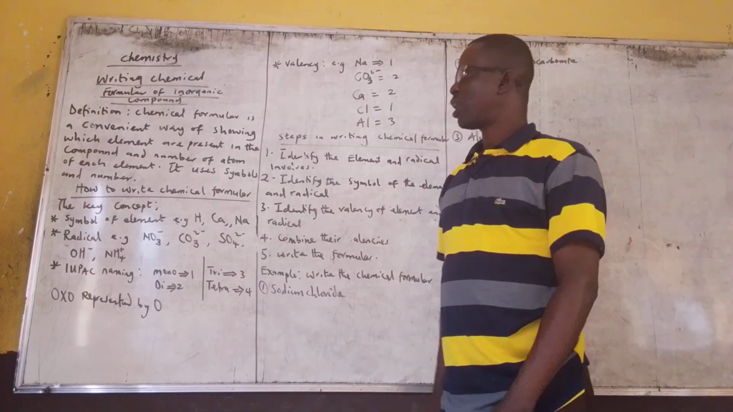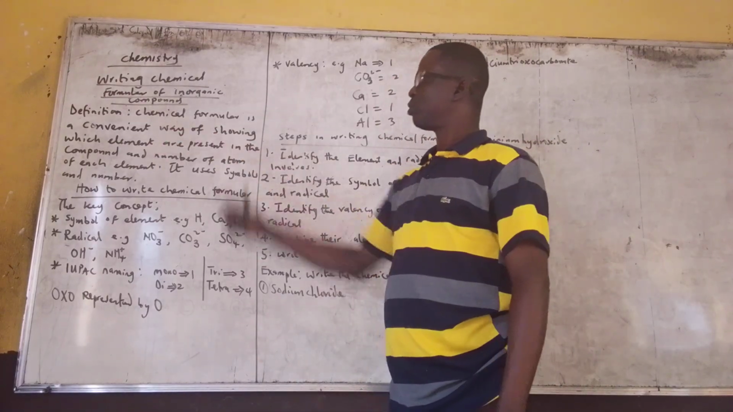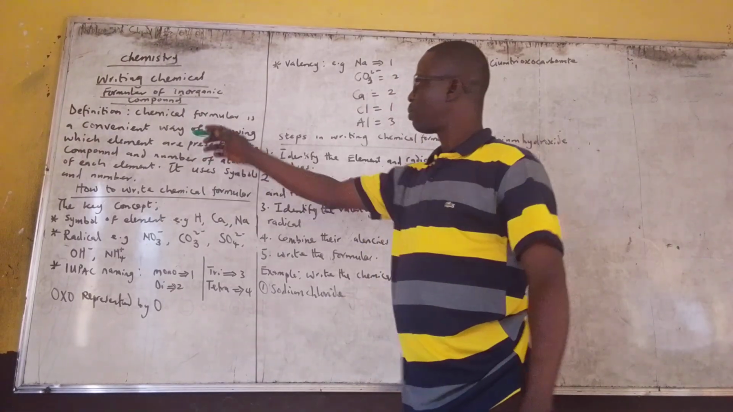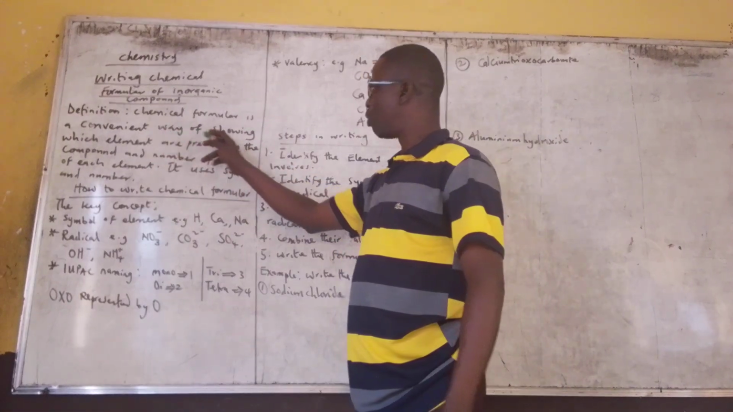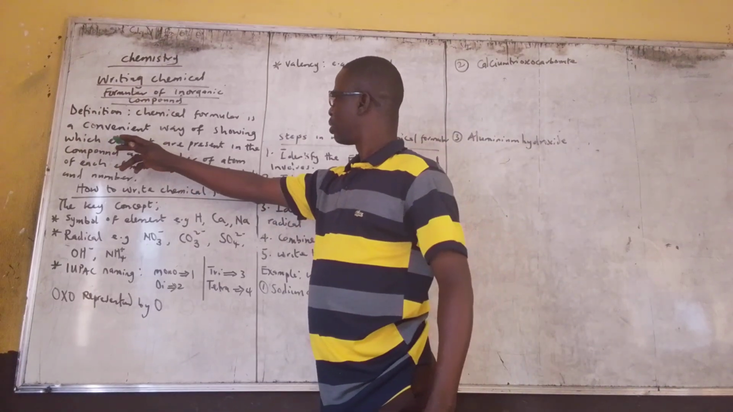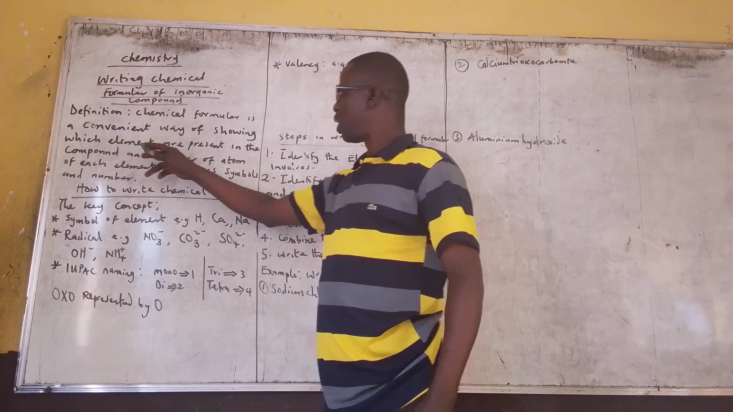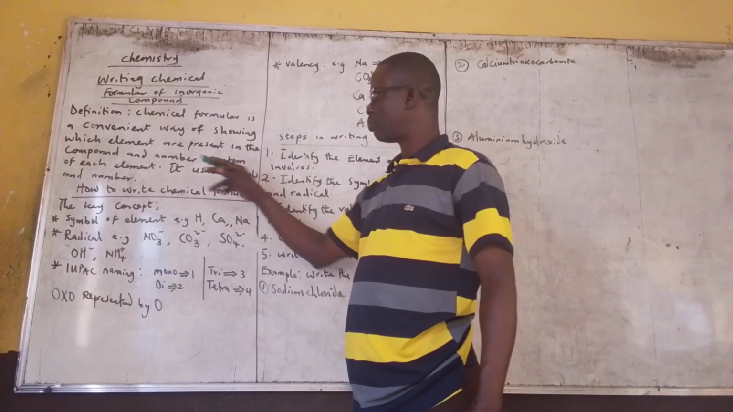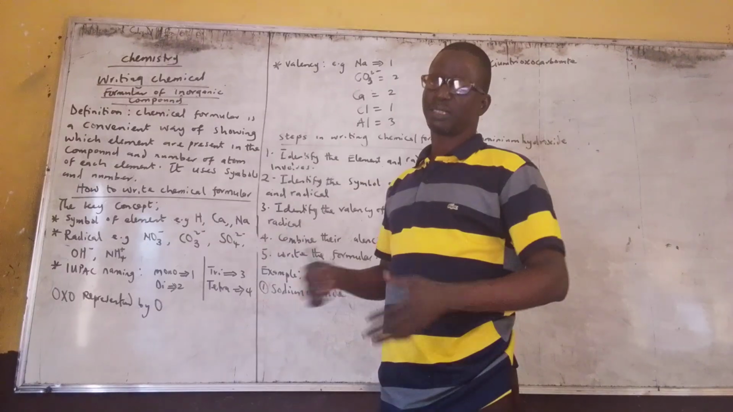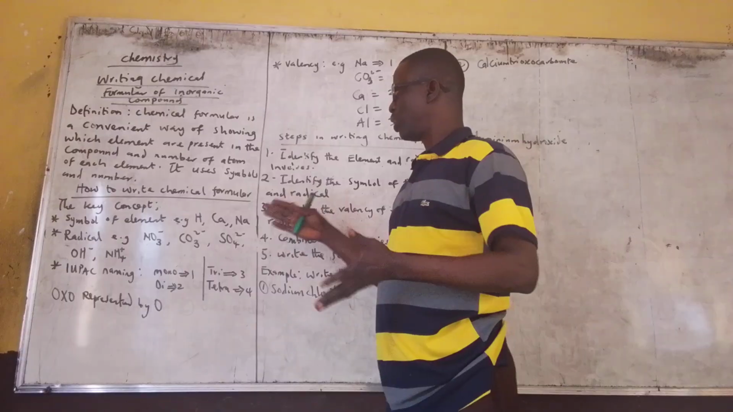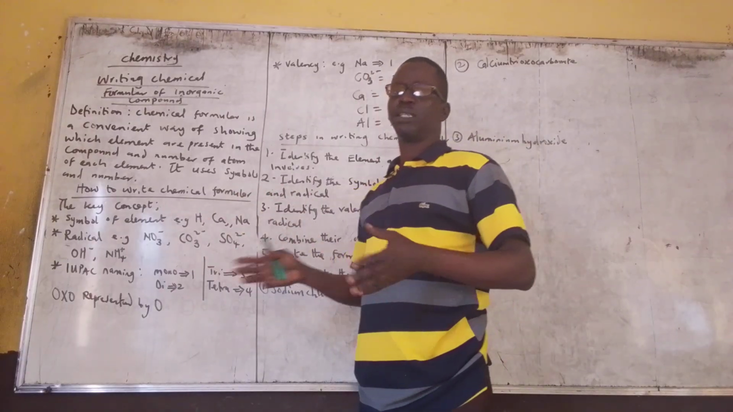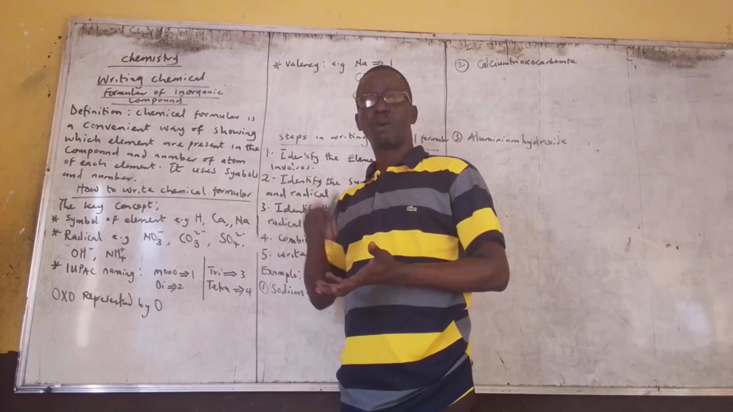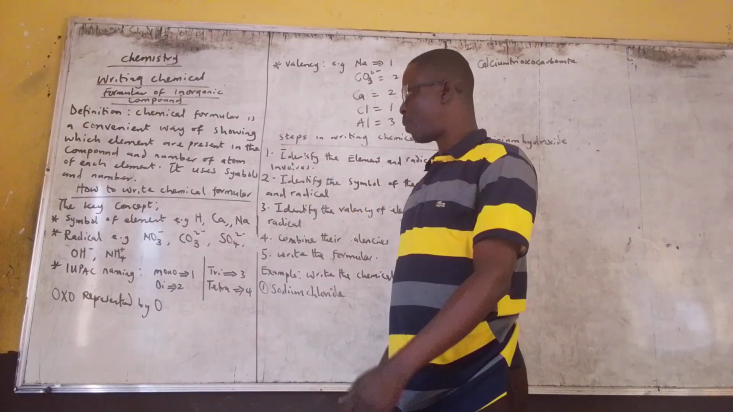All right. Now, to start with, we are talking about the definition of chemical formula. A chemical formula is a convenient way of representing or showing which elements are present in a compound and the number of atoms of each element in that compound. So it uses symbols and numbers. The symbols represent the elements, while the numbers represent the number of atoms in that compound.